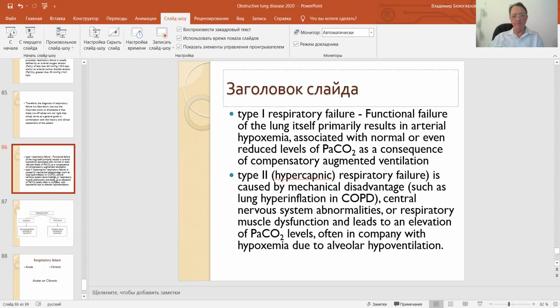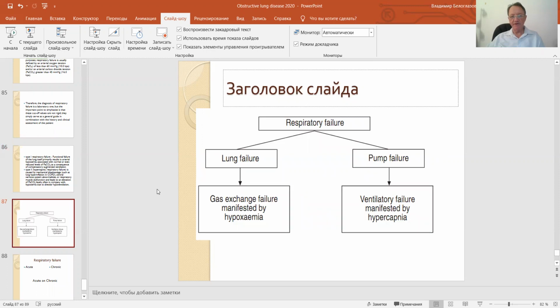It's the so-called parenchymal respiratory failure, type 1. Type 2, hypercapnic respiratory failure, caused by a mechanical disadvantage such as lung hyperinflation in COPD, central nervous system abnormalities, or respiratory muscle dysfunction, leads to elevation of the partial pressure of carbon dioxide in the blood, often accompanied by hypoxia due to alveolar hypoventilation. So, respiratory failure: lung failure and pump failure. Lung failure is due to gas exchange failure manifested by hypoxemia, and ventilatory failure manifested by hypercapnia.